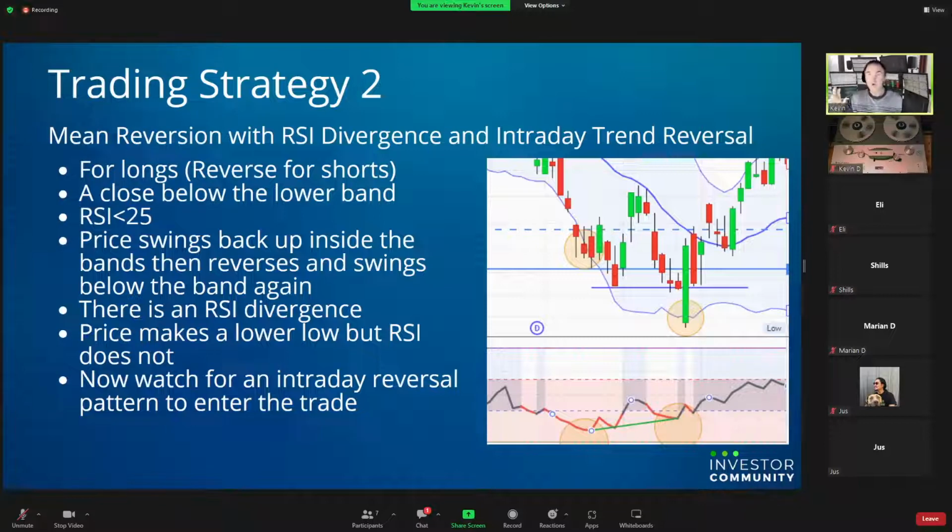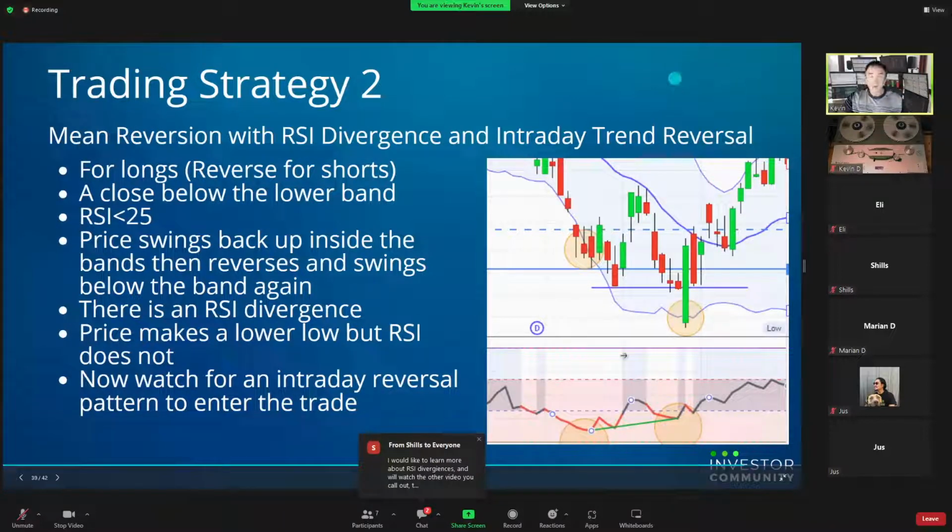There's a section in there where we talk about RSI divergences because it's my favorite way to use RSI. I don't really use RSI to tell me if it's overbought or oversold, but I use it for the divergences because they are excellent signals on their own, and even better when we can combine them with these Bollinger Band breaks. So now we're going to watch for an intraday reversal pattern to make our entry. And that intraday reversal pattern came really early here.